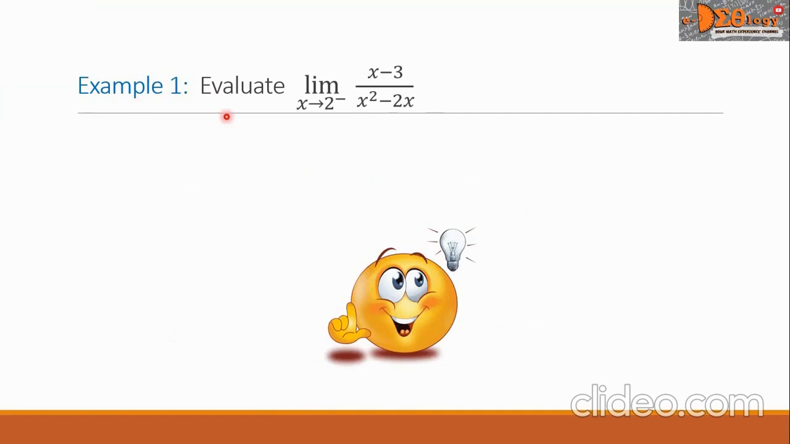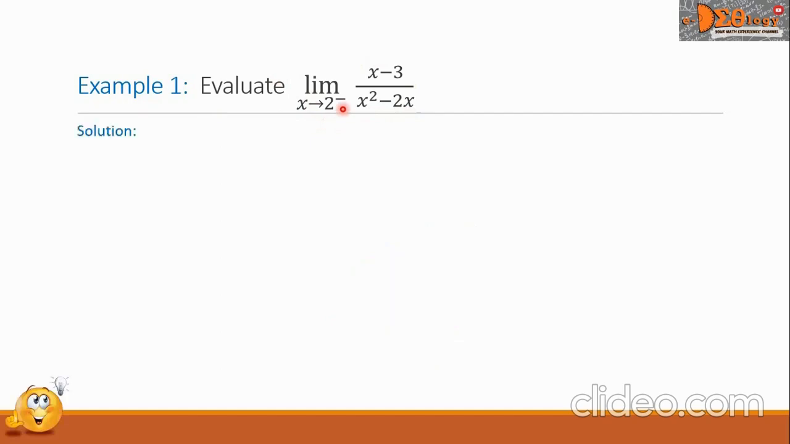Example 1. Evaluate the limit of (x - 3) over (x² - 2x) as x approaches 2 from the left. For our solution, let us copy this limit down here. Let us evaluate our limit by substituting the value 2 to each of the x in the function. So we have here (2 - 3) all over (2² - 2 times 2).